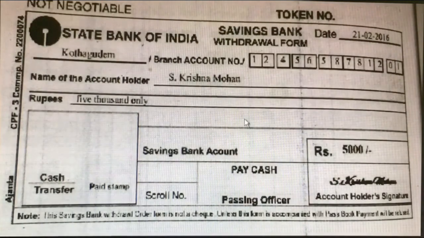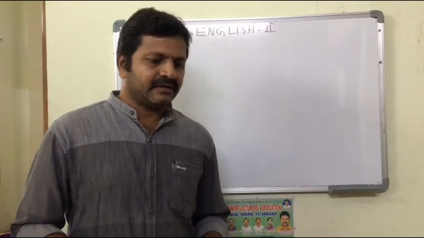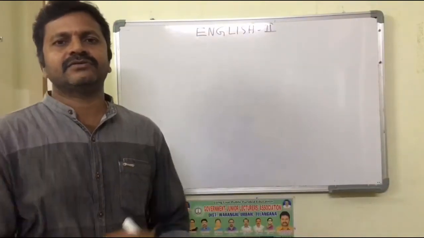Compared to the depositing voucher, the details you have to fill up in a withdrawal voucher are fewer. Date, branch, account number, account holder's name, amount in letters and in digits, signature of the account holder, cash or transfer, around 7 to 8 details. You have to fill up around 7 to 8 details on the withdrawal form. So this is how you fill up a withdrawal voucher.